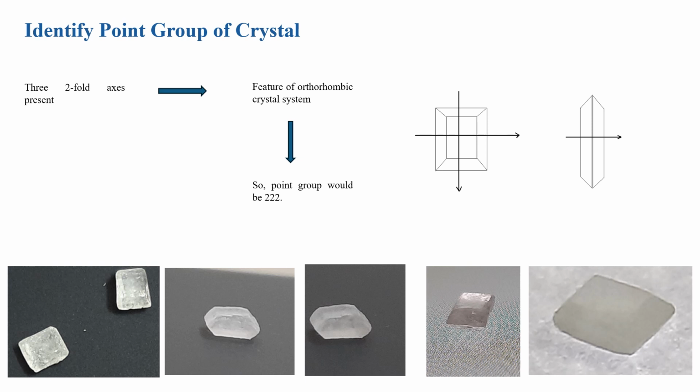Based on that, we can say that the point group would be 2 2 2. This 2 stands for the two-fold axis present. Now, these are the two-fold axes, 1, 2, and 3. These are the three two-fold axes.